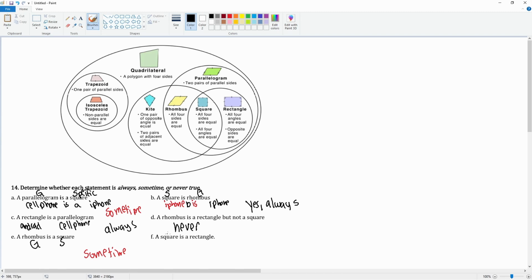Okay. A square is a rectangle. This is going from a specific to generic. So this is always, right? That's the way I think about it. Okay. If not, just use the Venn diagram.